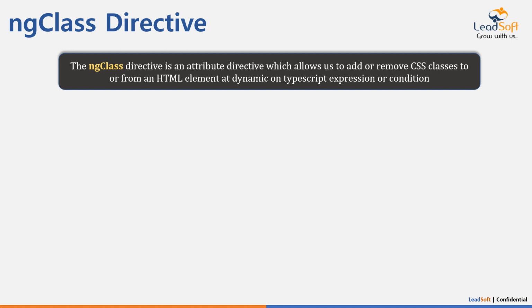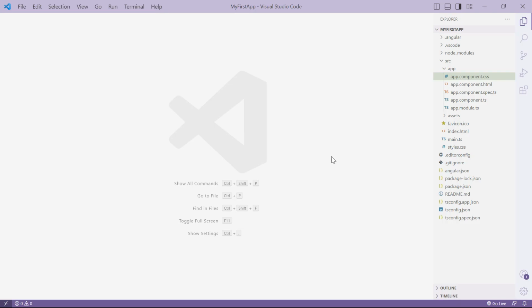So let us check how ngClass works while adding or removing CSS classes on elements in Angular. For this, we are going to write one application. Here I'm creating a search bar, and depending on the text box, if the text box is empty, we are going to disable the search button, and if there is some search text in the text box, we are going to enable that button by applying CSS classes.